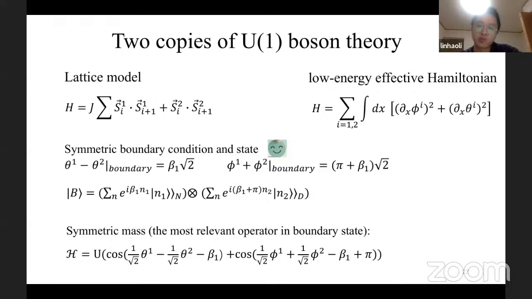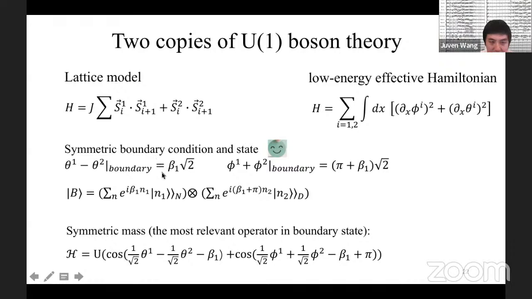But to be honest, this trick only works for the boson theory. For the Wess-Zumino-Witten model, it is very complex. I will show in the next slide. Sorry, you say the fermionic case will be complicated? I didn't hear clearly. Sorry, I mean for the Wess-Zumino-Witten model. You can read the symmetric gapping potential from the boundary state, but it is very complex, not as simple as in the boson examples. I will show in the last slide.